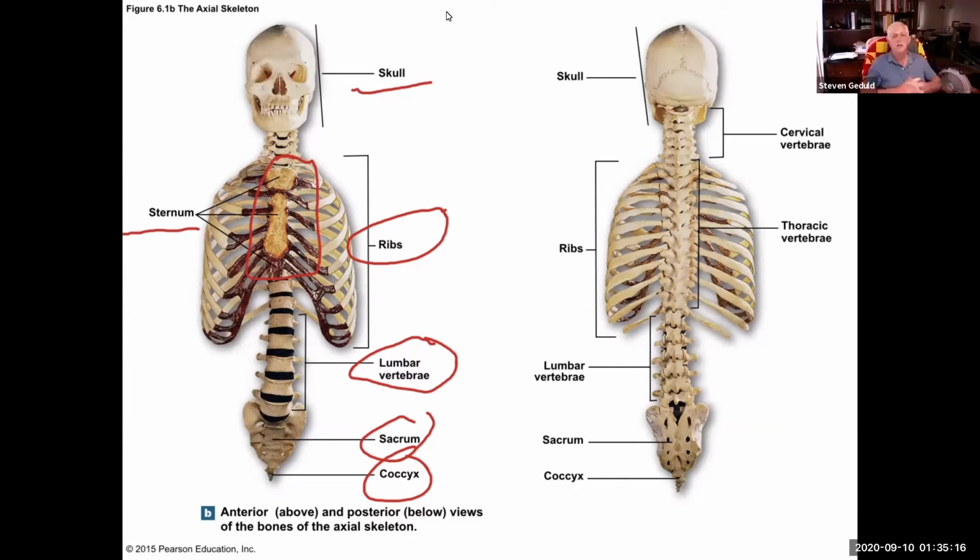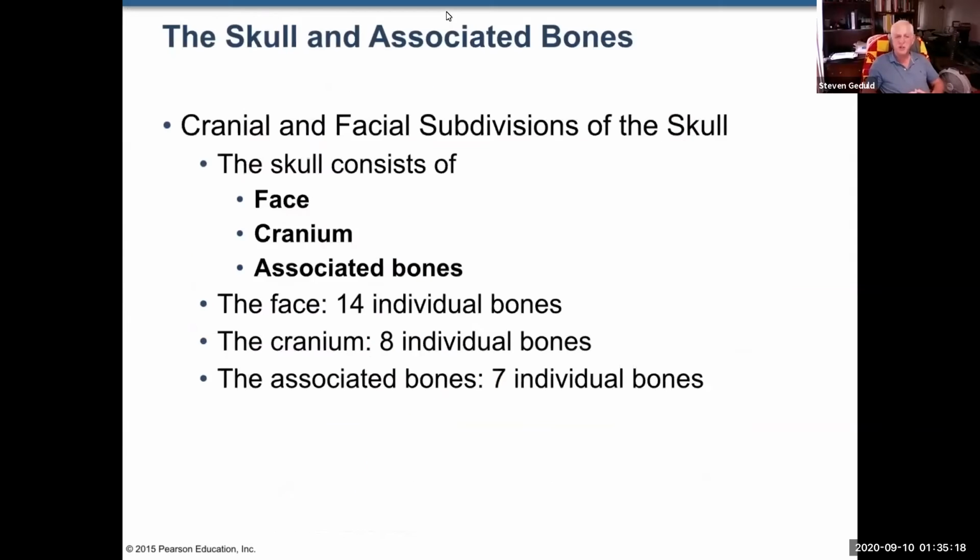Cranial and facial subdivision of the skull. The skull consists of your face, the cranium, and associated bones with it. The face has 14 individual bones. The cranium has 8 individual bones. And there's 7 individual bones that are also associated with it.